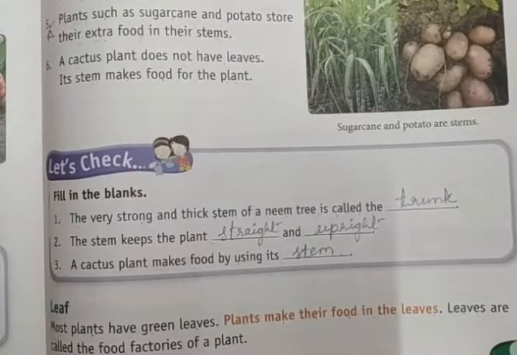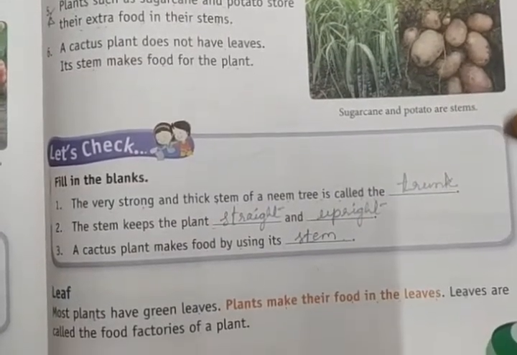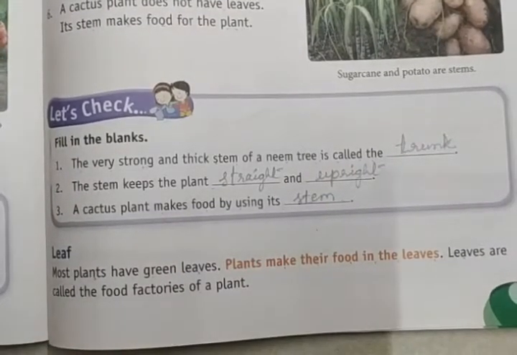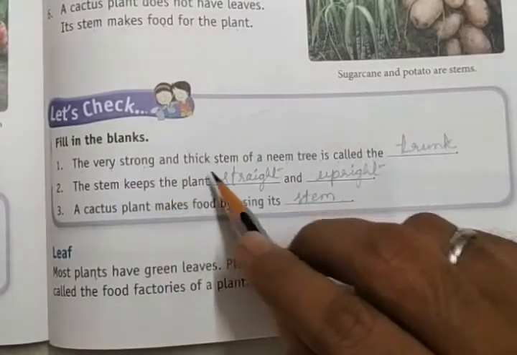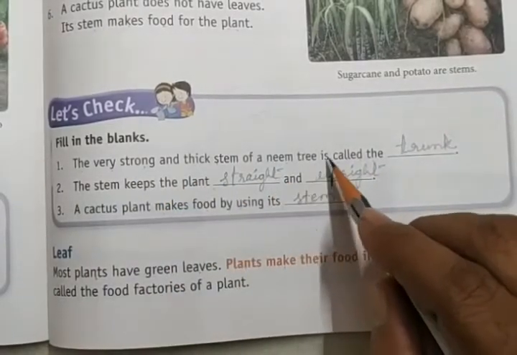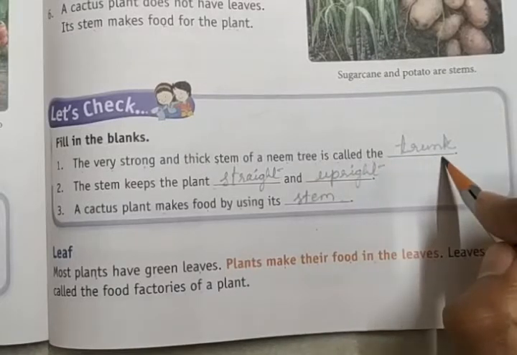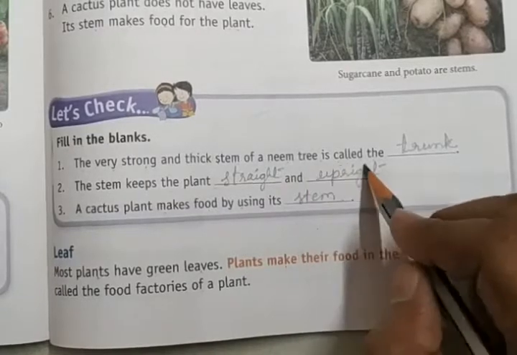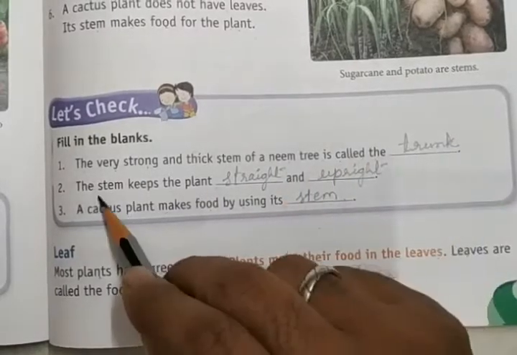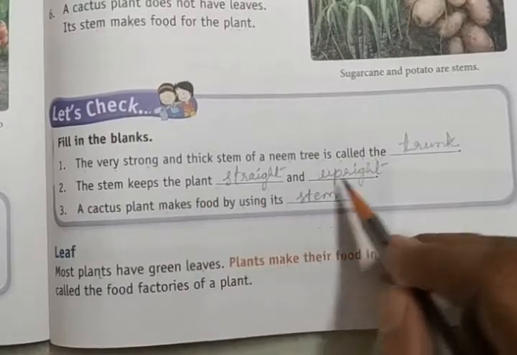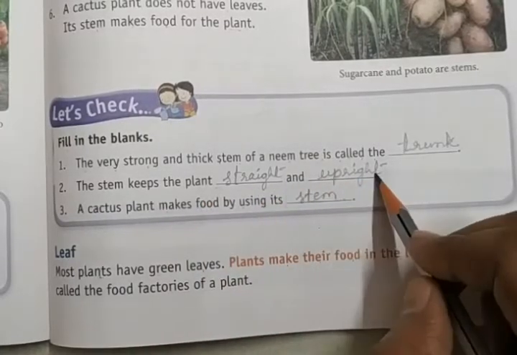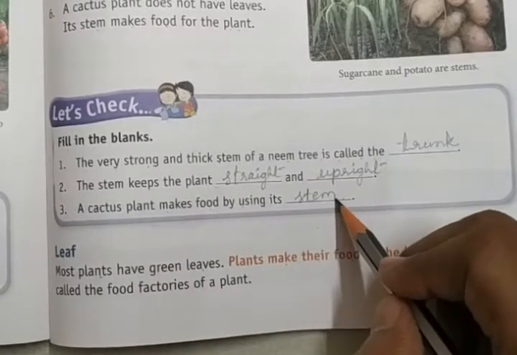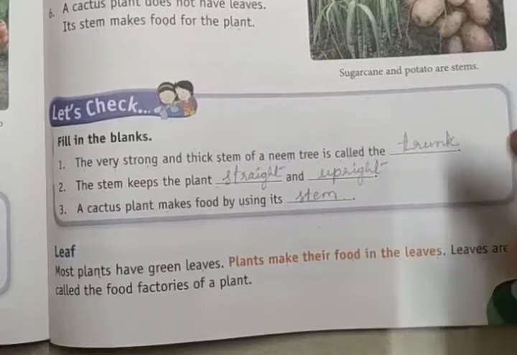Okay, so next is, let's check your understanding. The very strong and thick stem of a neem tree is called the trunk. The stem keeps the plant straight and upright. The cactus plants make the food by using the stem. Cactus plants prepare the food using the stem.